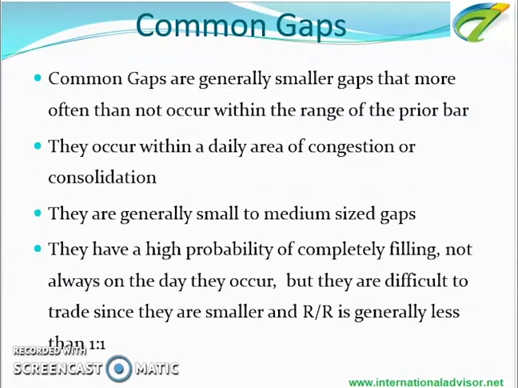Common gaps. Common gaps are generally smaller gaps that more often than not occur within the range of the prior bar. They occur within a daily area of congestion or consolidation. They are generally small to medium-sized gaps. They have a high probability of completely filling, not always on the day they occur. But they are difficult to trade since they are smaller and the risk-reward ratio is generally less than 1:1.